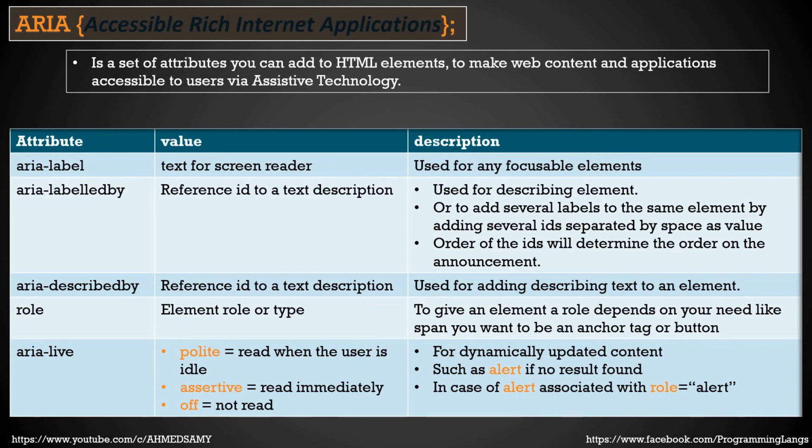Aria-live will receive one of these three values. Polite: if you think that the user shouldn't be interrupted while surfing your site, you can use aria-live of polite. After the user stops his activity, he will receive such an error or alert, depending on the role, some message to tell him what happened. If you want to immediately interrupt the user because there is something really critical the user should be aware of, you can use assertive. If you don't want this alert to be announced to the user, just use aria-live of off, and that's it, it will not be announced at all.